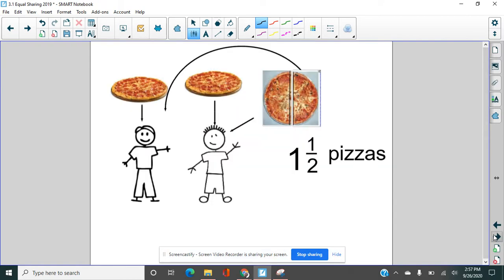Well, we could do this, right? Here's some beautiful drawings of these brothers. This brother gets this pizza, and he gets half of this pizza. The other brother gets this pizza and half of this one. So each brother gets a mixed number here, right? One whole pizza and one half pizza. This is one way that you could have drawn it in your notebook.